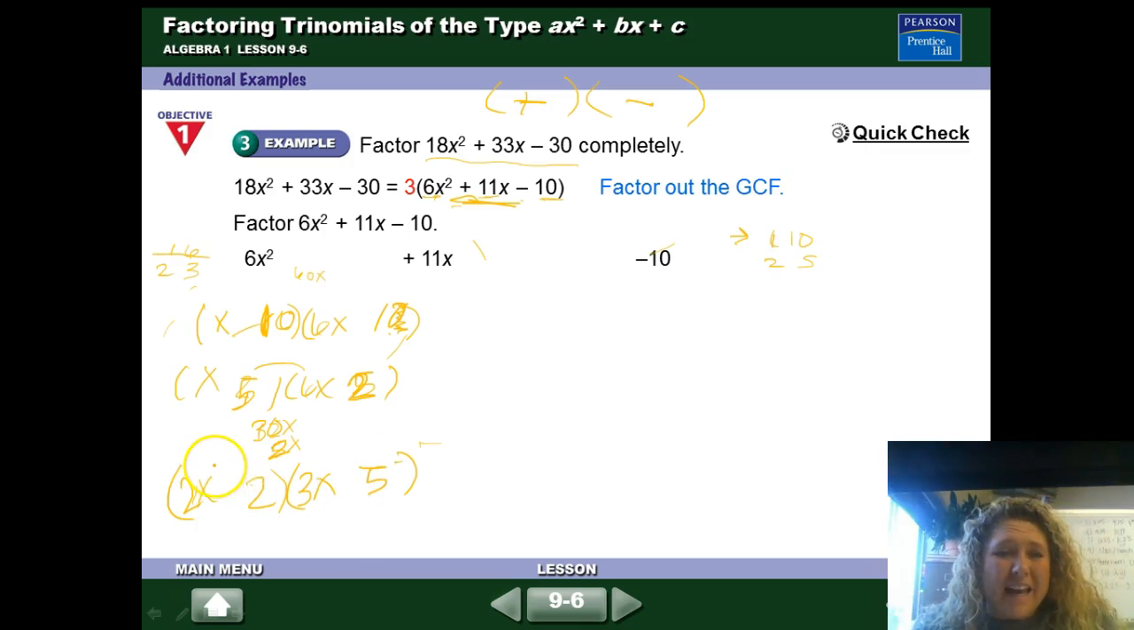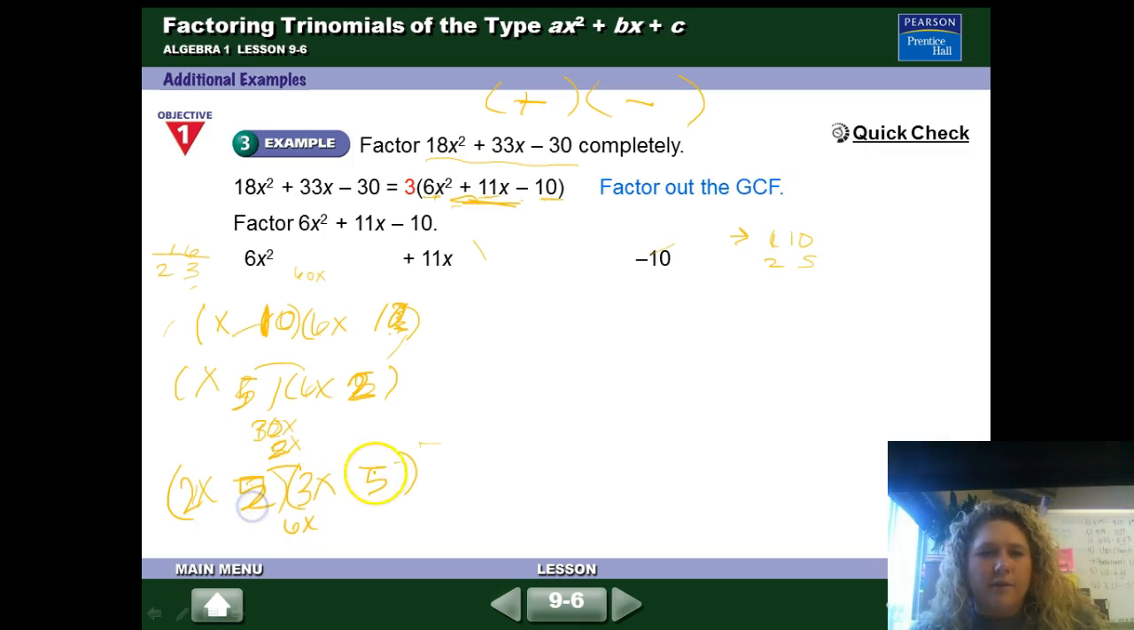So here for my inner, I'm going to get 2 times 3, which is 6x, and outer is going to be 10x. Positive negatives is still not going to work. Let's try 5 and a 2 here. Well, inner, I'm going to get a 15x. 5 times 3 is 15. And outer, 2 times 2 is 4.